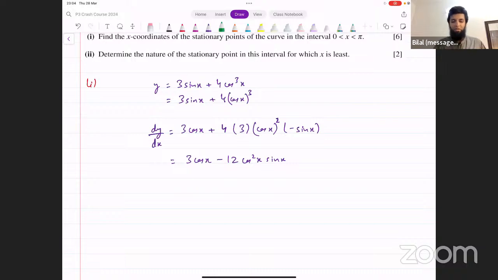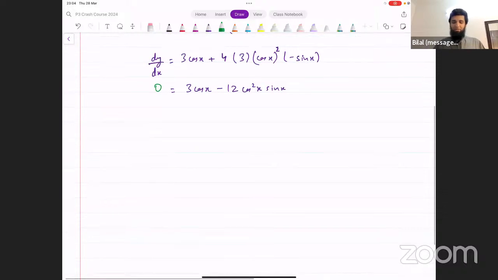And since we're looking for the stationary points, we put dy over dx equal to 0. How do we solve this equation now? Let's think about this. We could convert everything to sine or cos, or can we actually do that? Let's actually first simplify this a bit. If we divide the whole equation by 3, just to simplify, we're left with 0 equals cos x minus 4 cos square x into sine x.